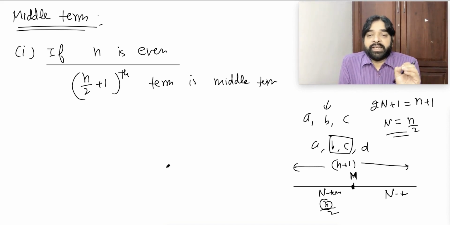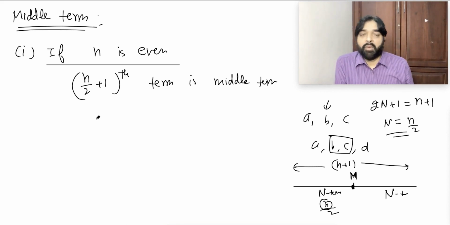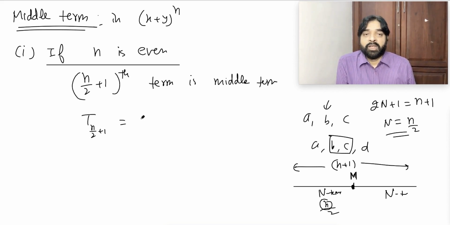If n is even, which term is the middle term? I will say the n by 2 plus 1th term is the middle term. What is the middle term value? I'll say T of n by 2 plus 1, and suppose I am talking about the middle term in the expansion of (x plus y) power n. So I will say nC(n by 2) into x power (n minus n by 2) into y power n by 2.